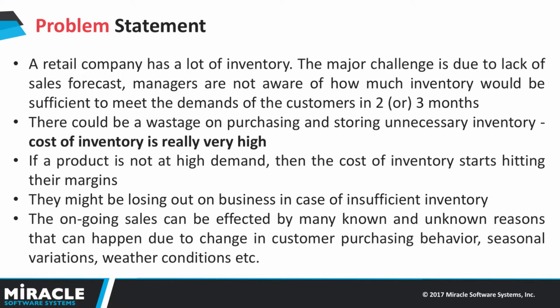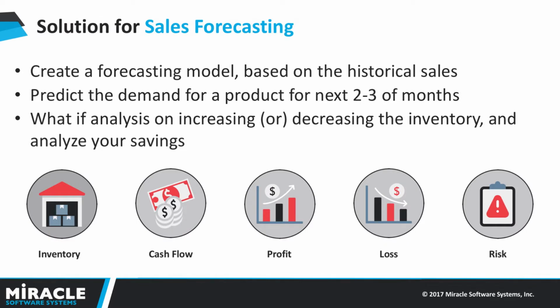Customer purchasing behavior can change. There would be seasonal variations, seasonalities, weather conditions, and stuff like that. So our application is built to create a forecasting model on historical sales, and then we predict the demand for a product at an SKU level for the next 2 or 3 or 4 months. And then we do a what-if analysis of increasing and decreasing the inventory and what effect it could have on savings and sales. So these are the areas we cover: inventory, cash flow, profit, loss, and risk.